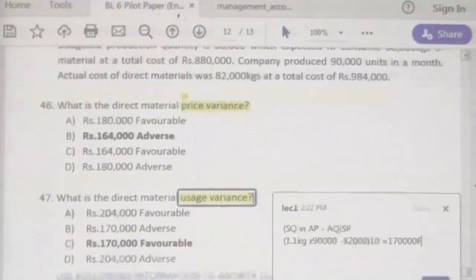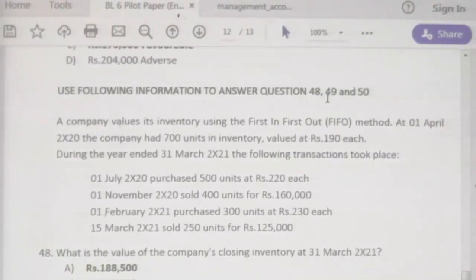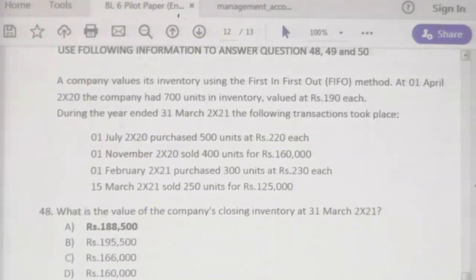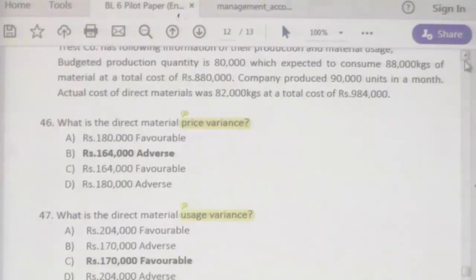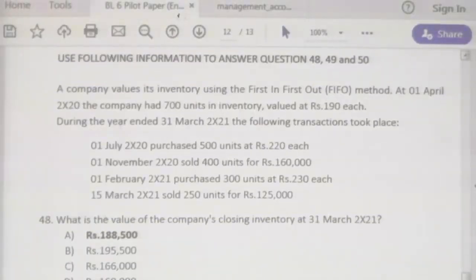Now we are at the last 3 questions. 48, 49 and 50 will depend on this information. Actually, this is about the inventory ledger. Let's see the information. A company values its inventory using the FIFO method. At 1st April 2020, the company had 700 units in inventory, valued at 190 each. During the year, the following transactions took place.